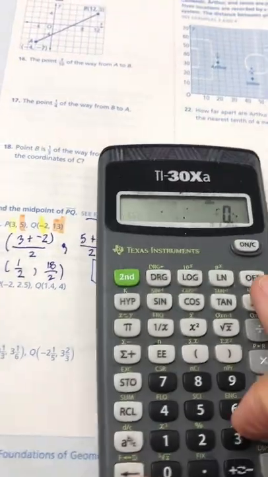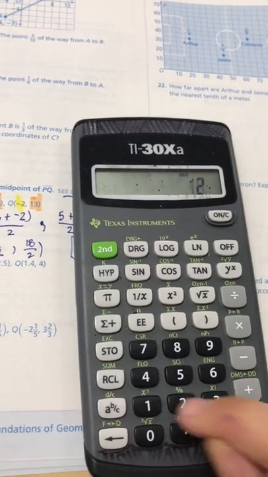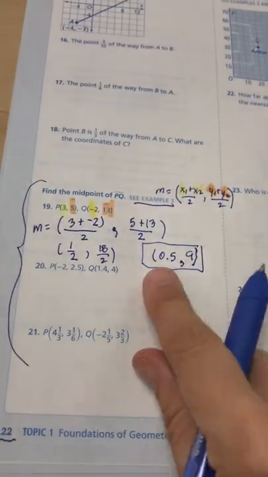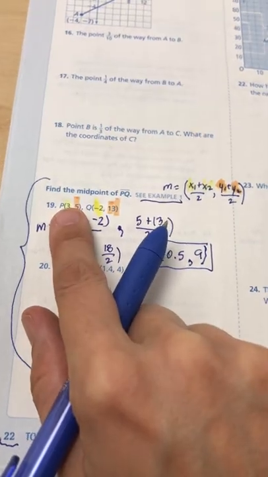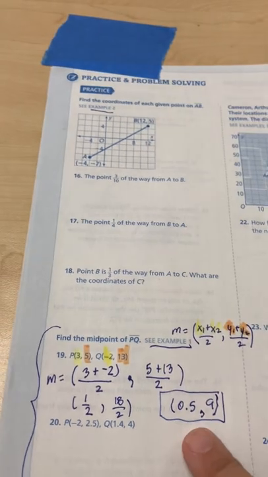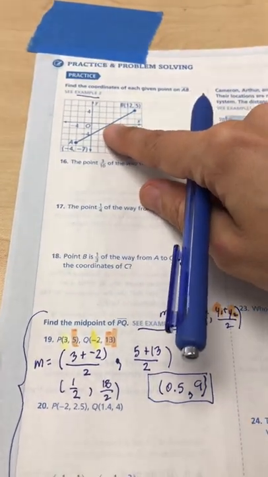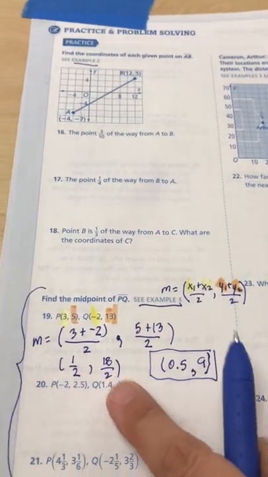Let me just double check in my calculator. 5 plus 13 is 18. Yep, divide by 2 is 9. Beautiful. So there's my midpoint. And again, you're free to go ahead and graph this, kind of like up here, graph one point, and see if your answer really does fall in the middle. That's a way to be sure, or at least sure that you made a little mistake in here.